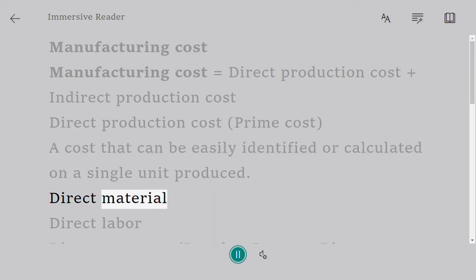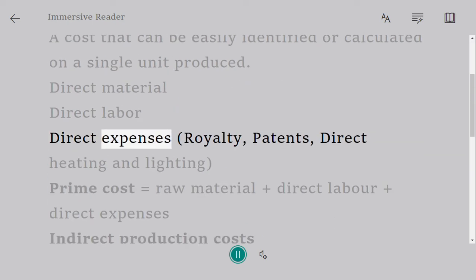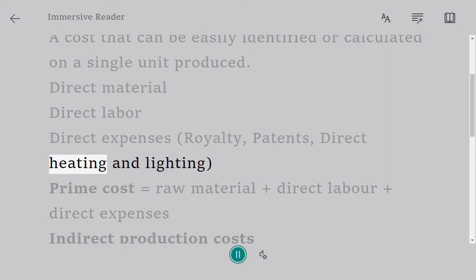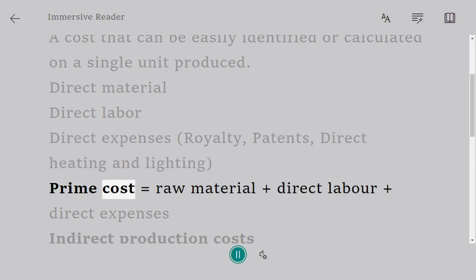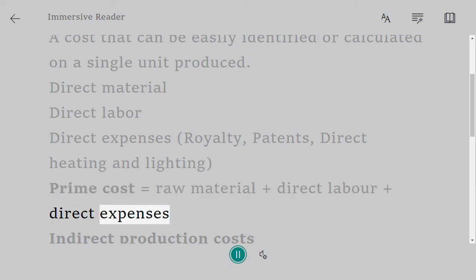Direct material. Direct labor. Direct expenses: royalty, patents, direct heating, and lighting. Prime cost equals raw material plus direct labor plus direct expenses.